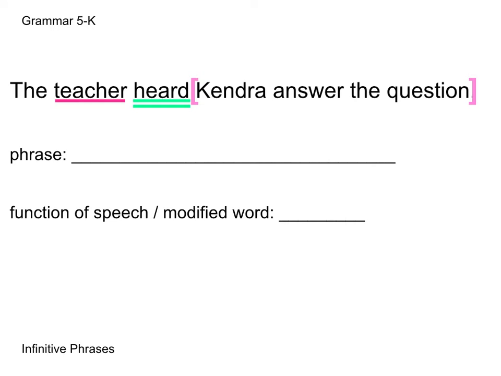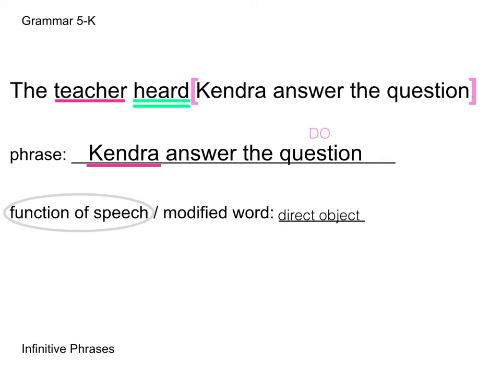And in this book, we are going to have you rewrite those phrases and identify the parts of those phrases. So Kendra is our subject for the phrase. She is completing the action of the infinitive, and then question is receiving the action of the infinitive. So we're going to label it as a DO for the phrase. And then we are going to identify, is it functioning as something within the sentence or is it modifying something in the sentence? And remember, infinitives can modify, so you want to watch out for that. But in this sentence, we are having it function as a direct object.